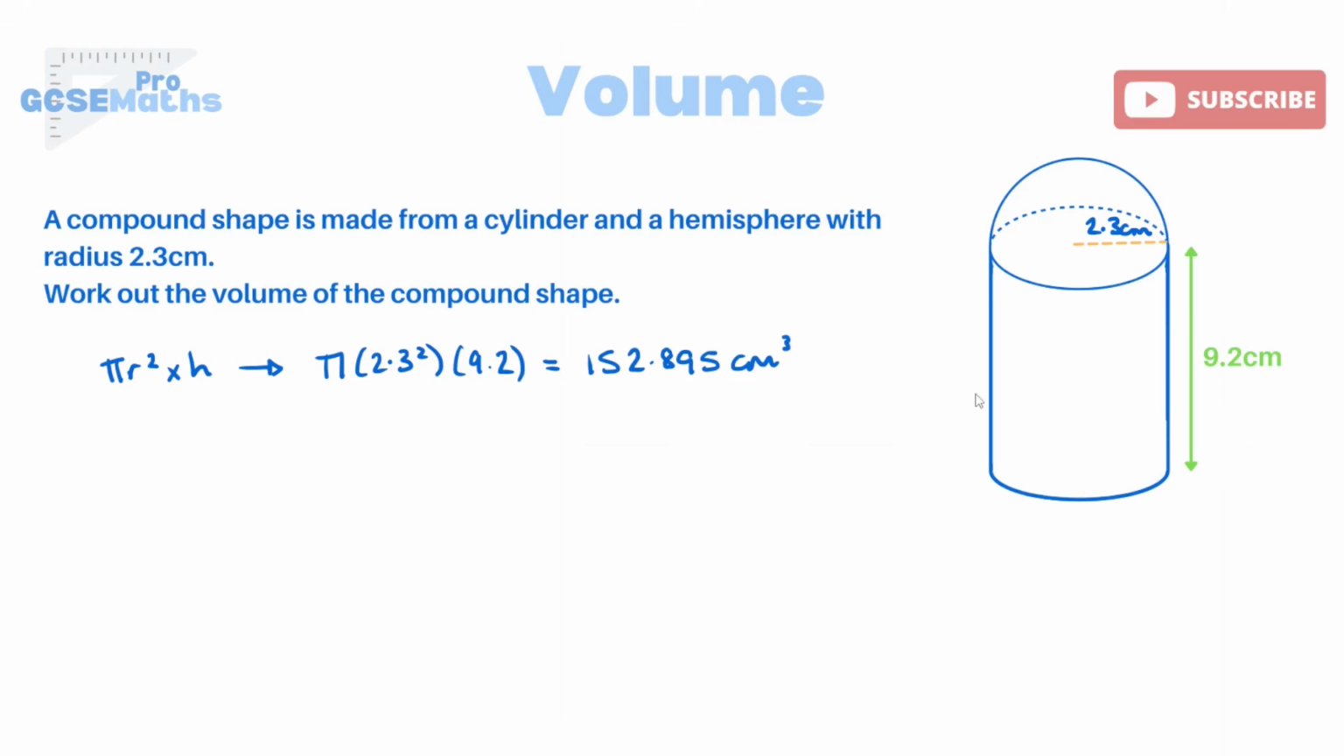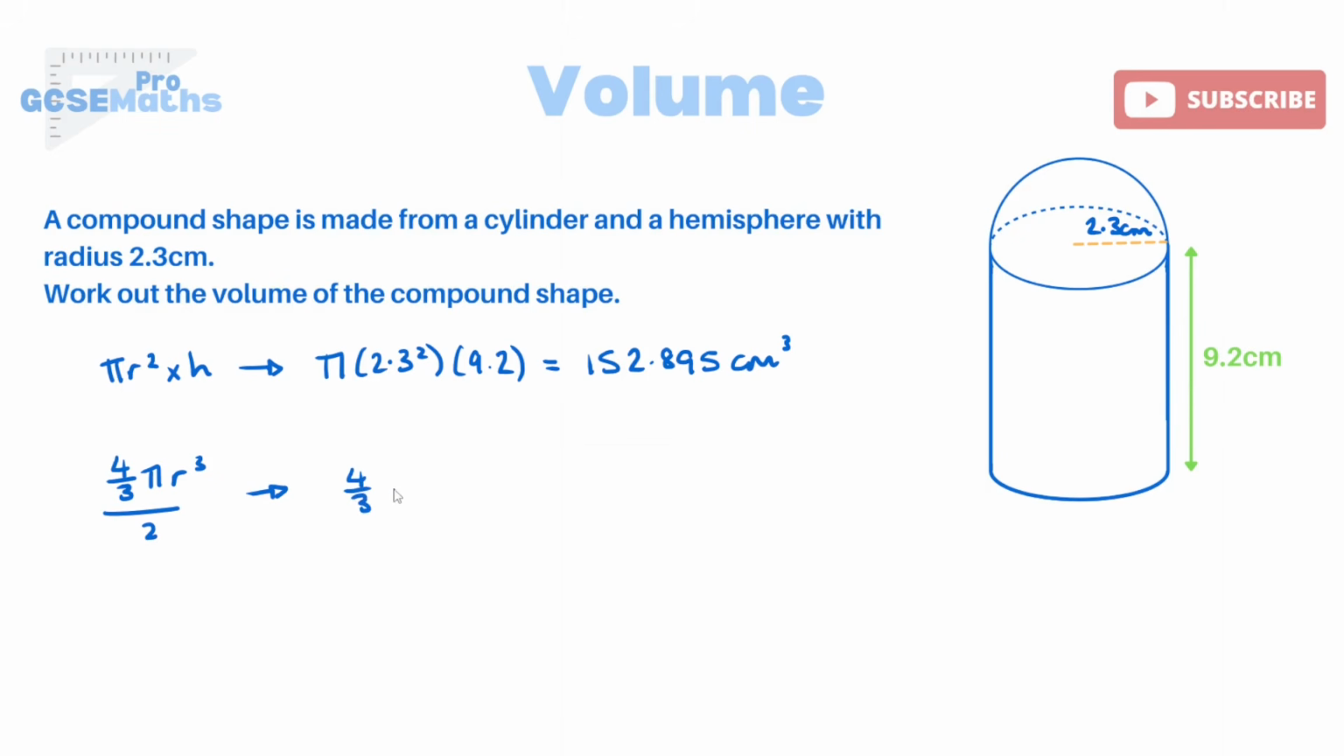Now the hemisphere. You might have the formula for the hemisphere, or you might only be given the formula for a sphere, in which case you'd have to divide it by 2. So I'm going to go with that. Let's just assume that we only get the formula for the volume of a sphere as a whole, that would be 4/3 pi r cubed. Then don't forget to divide it by 2 if you need to.